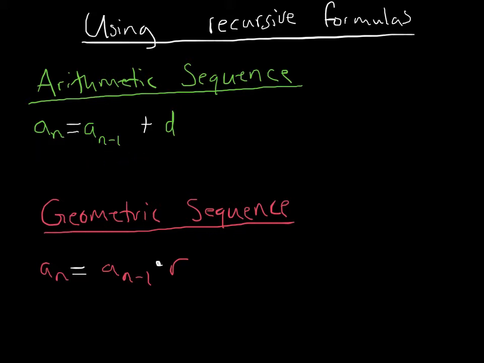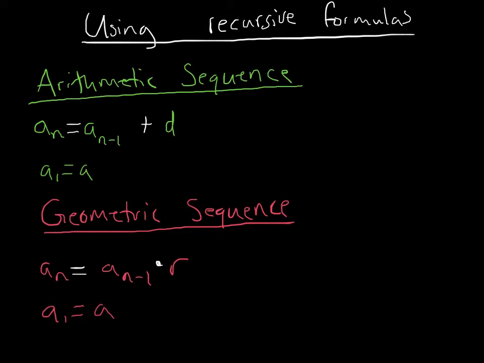Geometric sequence is talking about multiplication. So to get any term, we look at the previous term and we multiply it by r. Now, I just noticed something. I'm forgetting something. Whenever using a recursive formula, you must have an initial condition. So that is the a sub 1. So you must be given that first term to start with. Otherwise, you have nowhere to start.